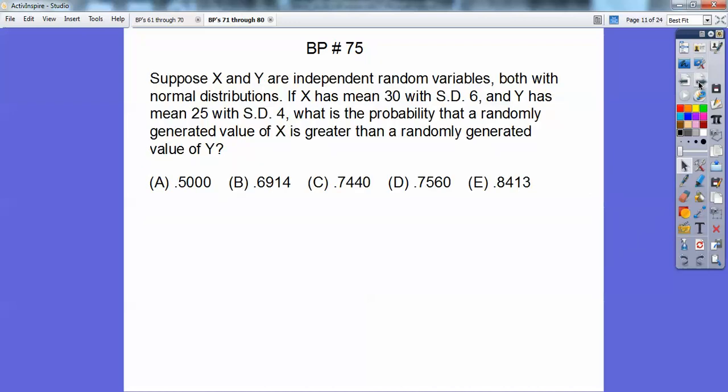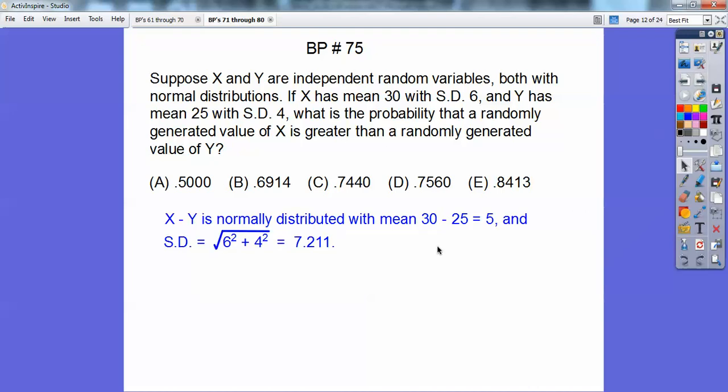Suppose X and Y are independent random variables, both normally distributed. If X has a mean of 30 with a standard deviation of 6 and Y has a mean of 25 with a standard deviation of 4, what's the probability that a randomly generated value of X is greater than a randomly generated value of Y? So I need to find the difference X minus Y and see if it's greater than 0. The distribution of X minus Y is going to have a mean of 30 minus 25, or 5. And the standard deviation, remember, is going to be the square root of the sum of the squares of their standard deviations. So the standard deviation of the difference is 7.211.